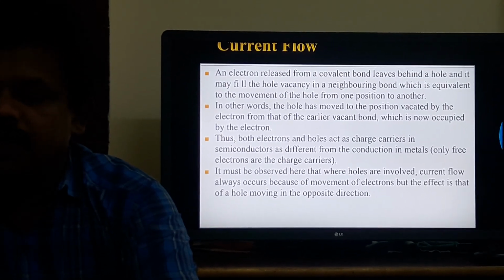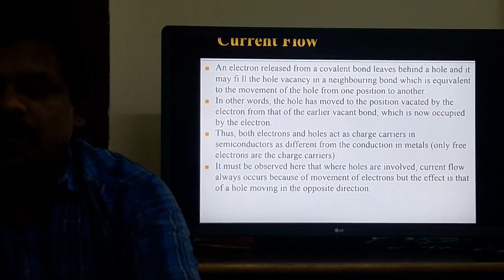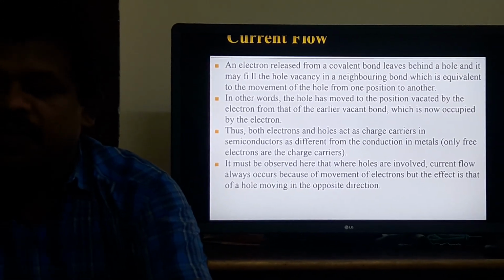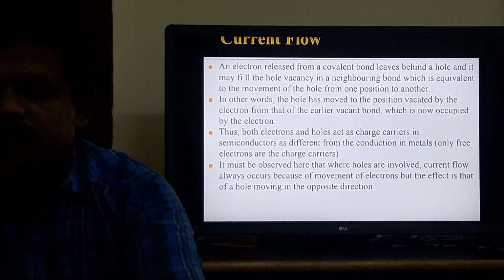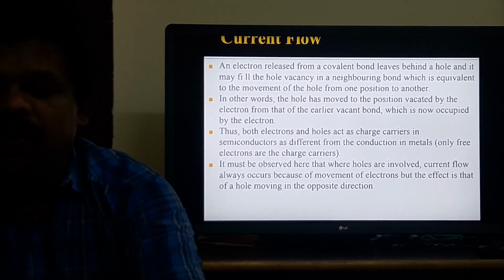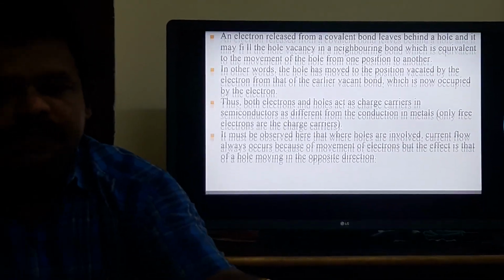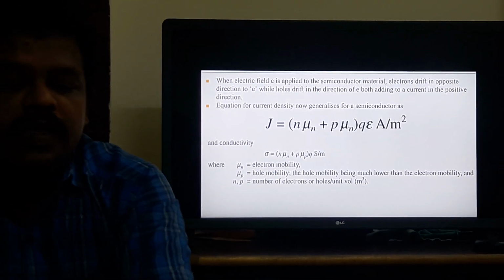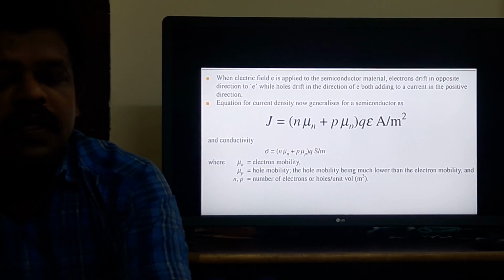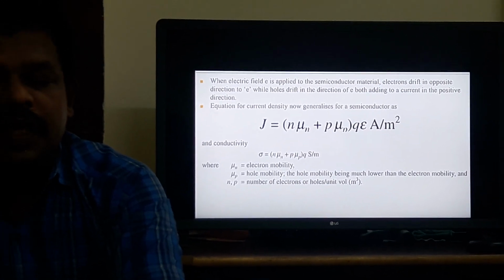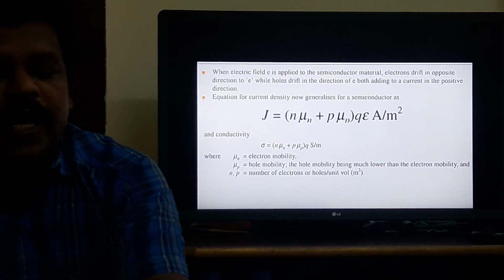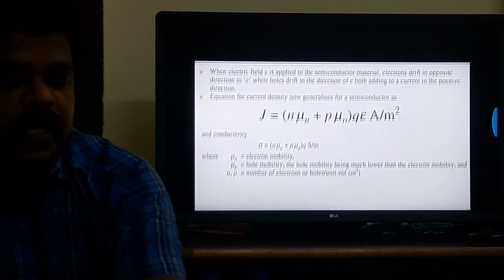It must be observed here that where holes are involved, current flow always occurs because of movement of electrons, but the effect is that of a hole moving in the opposite direction. When an electric field is applied to the semiconductor material, the electrons drift in the opposite direction to E, while holes drift in the direction of E, both adding to a current in the positive direction.